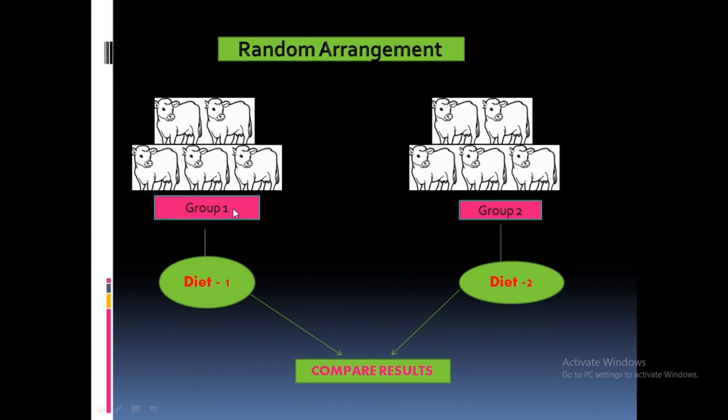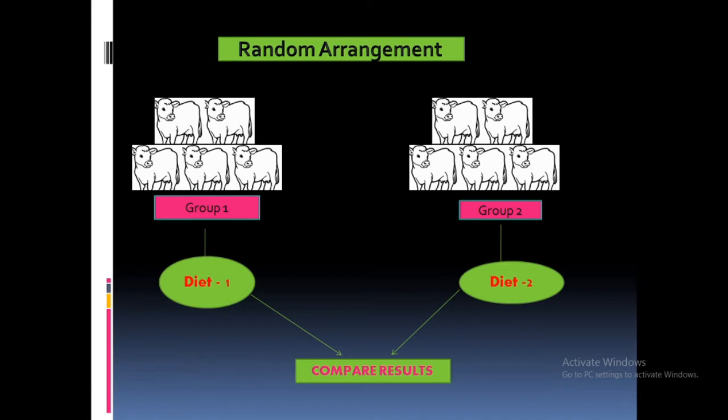After giving diet 1 to group 1, I will get a result. After giving diet 2 to group 2, I will get a result. For example, the production of milk, or the weight of the cattle, or whatever criteria you can take, then compare the results. How will you compare it? For comparing the means or the results, you will do a test of significance. The test is the F-test. Compare the result. This is the simple technique, the completely randomized design, or you can call it CRD.